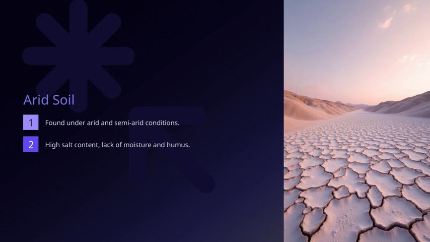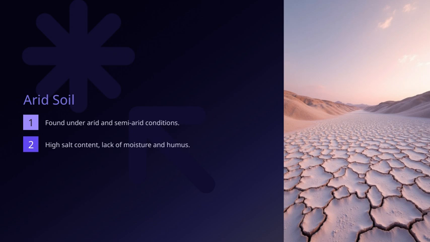Additionally, arid soils tend to lack moisture overall, which is not surprising given the dry conditions. They also lack humus, meaning there's very little organic matter to improve soil fertility or help retain moisture. You'll often find these soils in arid and semi-arid regions, where the climate is dry and evaporation rates are high.